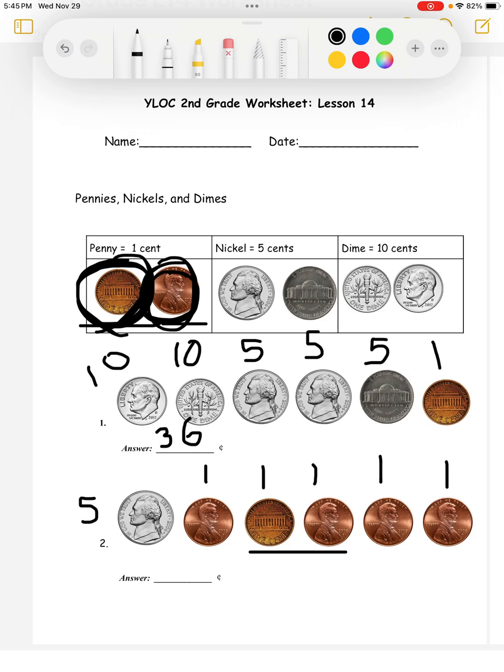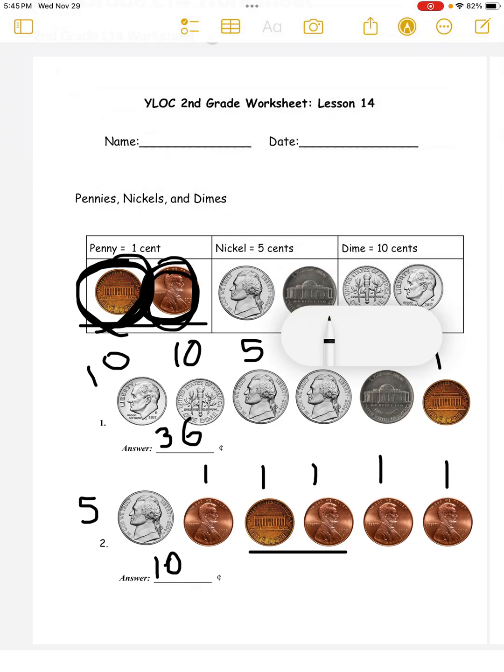Just memorize, the penny is the smallest, the nickel is bigger than the dime, and the dime is about the same size as the penny. So adding this all up, we could first solve that there are 5 pennies, so 5 plus 5 equals 10 cents.